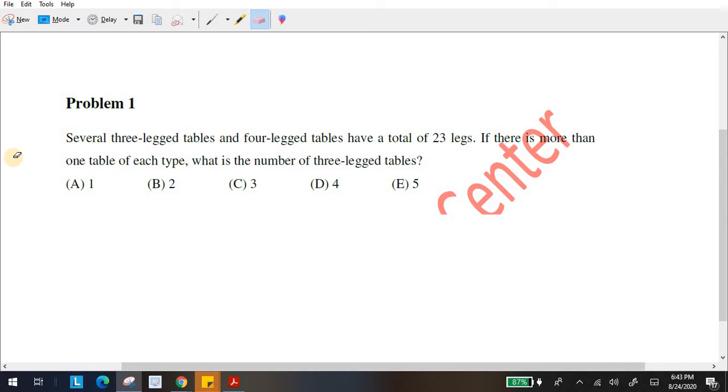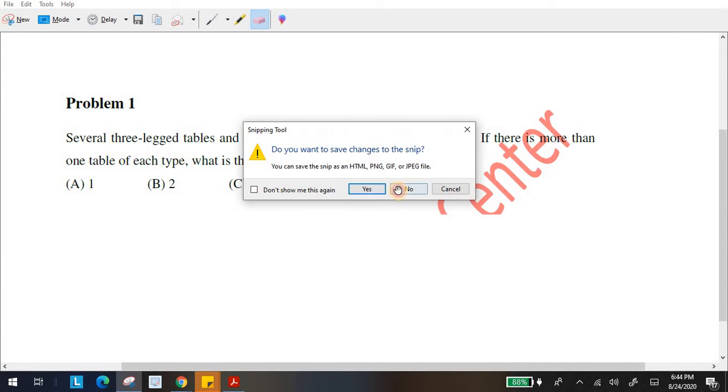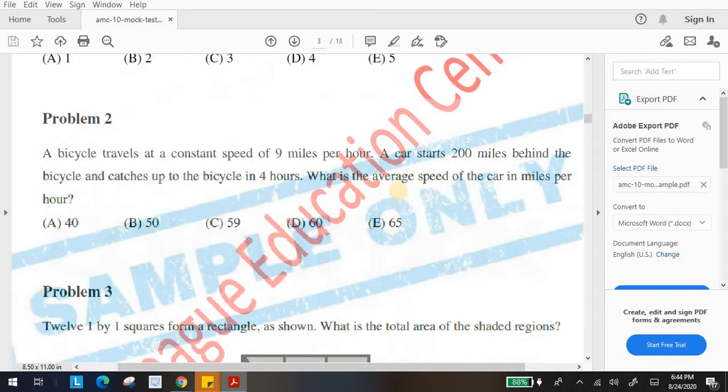So E. Yes. They are asking what is the number of three-legged tables? Yeah, 5. That was actually simple. Based on that, you just have to do this, right?